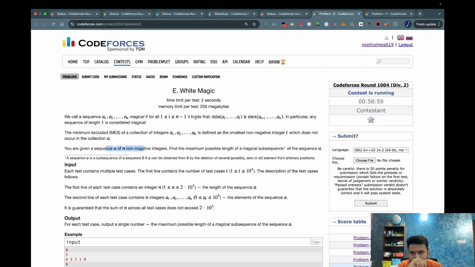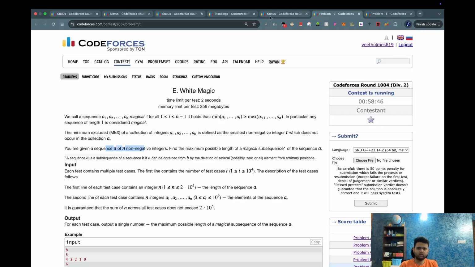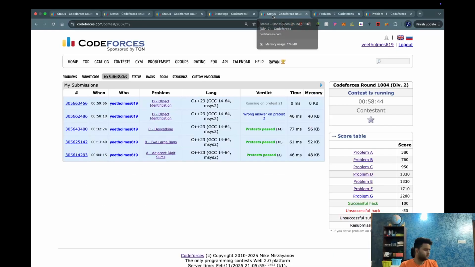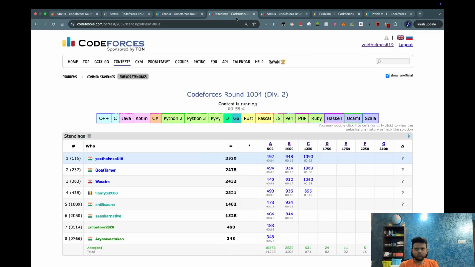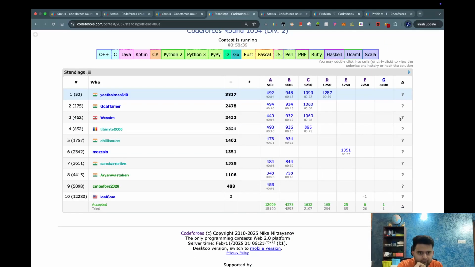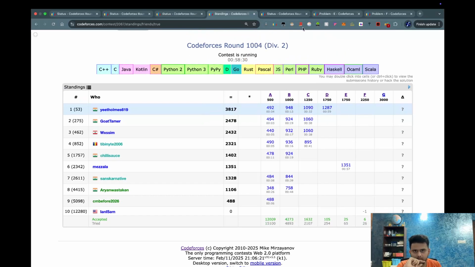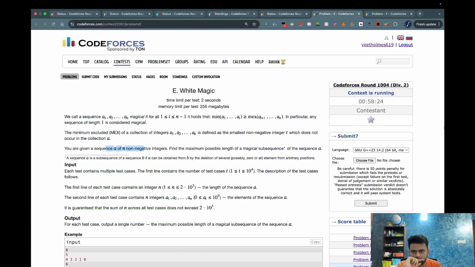Subsequence. So I have to maximize the length. What's the nature of such a sequence? Min is greater than or equal to max. So C is solvable.